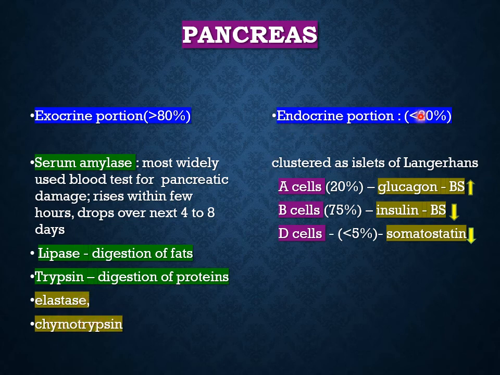The endocrine portion, which consists of clusters of islets of Langerhans, or pancreatic islets, consists of three types of cells: A cells, or alpha cells, which secrete glucagon; B cells, or beta cells, which secrete insulin; and D or delta cells, which secrete somatostatin. The most predominant component is the beta cells, which secrete insulin, which reduces the blood sugar. Glucagon increases the blood sugar.